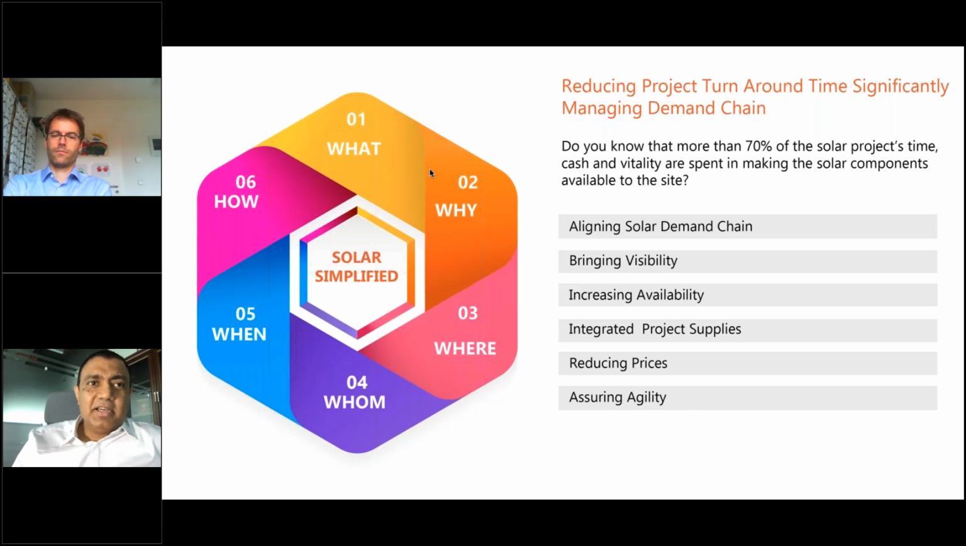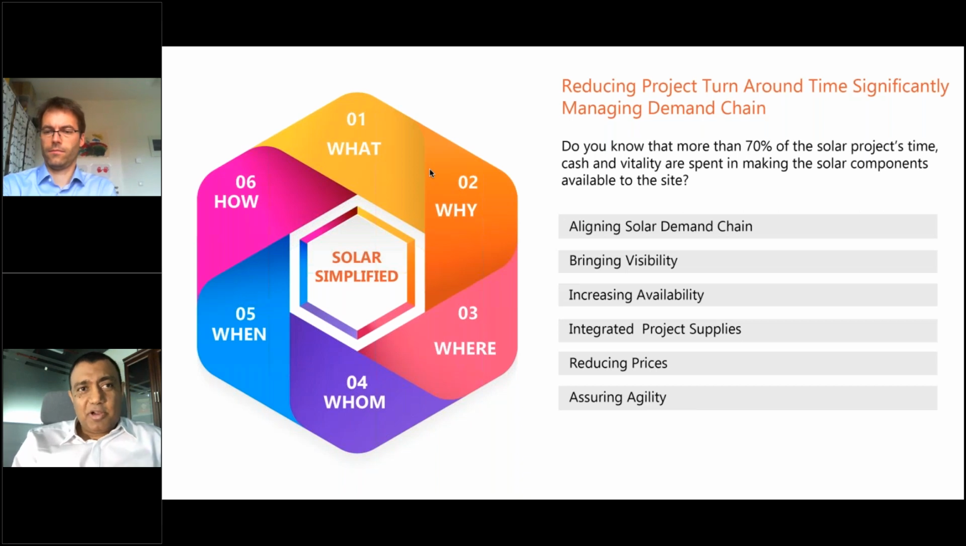Solar Simplified is basically the entire process of procuring the components for any given solar project in a very simplified way. We are making an attempt to simplify the entire process so that quotations are handled by the project managers or project engineers in 15-20 minutes or half an hour's time. The procurement is done in such a way that the time for product availability at a site gets reduced by 20, 25, 30%. The overall cost gets reduced by 3 or 4%.